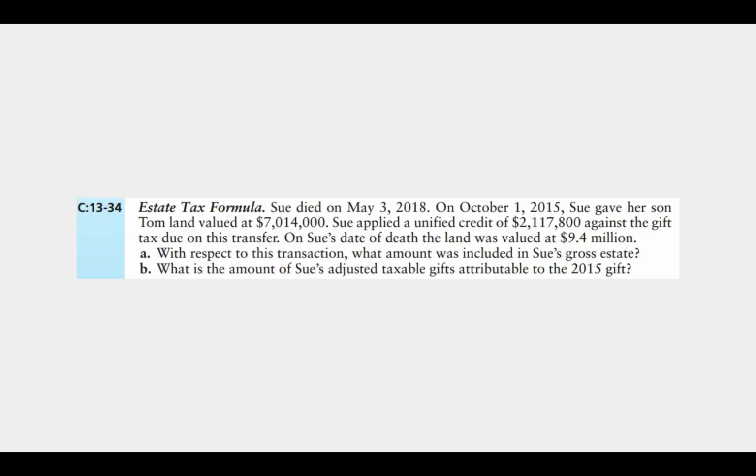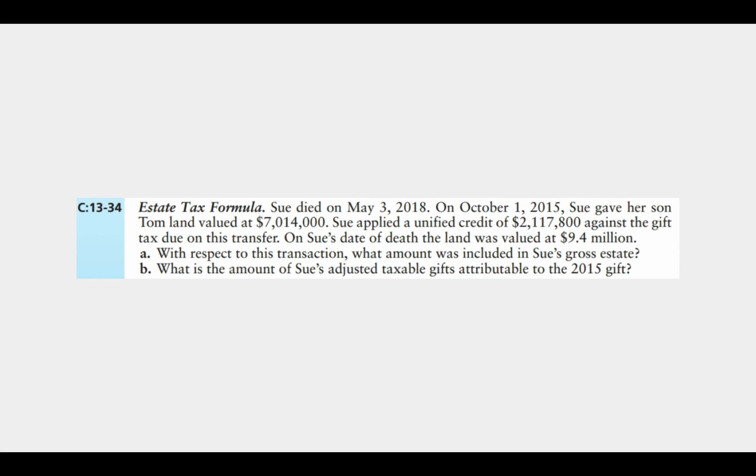So here, Sue died on May 3rd, 2018. On October 1, 2015, Sue gave her son Tom land valued at $7,014,000. Sue applied a unified credit of $2,117,800 against the gift tax due on this transfer. On Sue's date of death, the land was valued at $9.4 million. So A, with respect to this transaction, what amount was included in Sue's gross estate?